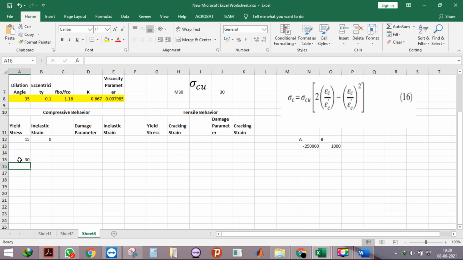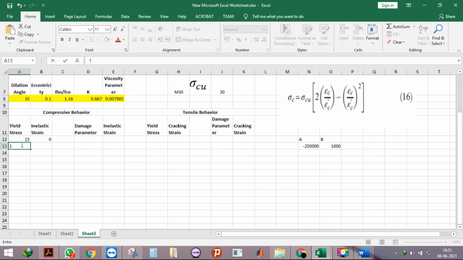You can take 15, 20, 25, 30, or you can take multiple values as per your choice. It doesn't matter what you take. It completely depends on you how many data points you'll be taking. Here I have taken 15, 20, 25. You may take other intervals like 15, 17, like that, and you can reach up to 30. But here I'll take only these just to show you in this video.